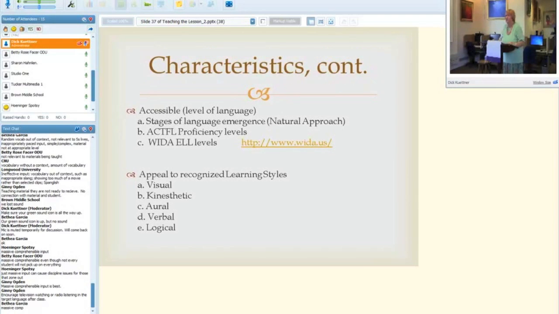So we're continuing and shortly finished with characteristics. It should be accessible to their level of language. It should be taking into account the levels of language immersion. In the natural approach, you have comprehension, you have early language and language immersion. We need to pay attention to, in world languages other than English, the proficiency levels from ACTFL, in English itself, the WIDA levels, and I've given you an internet URL here if you're interested in finding out what those levels are.